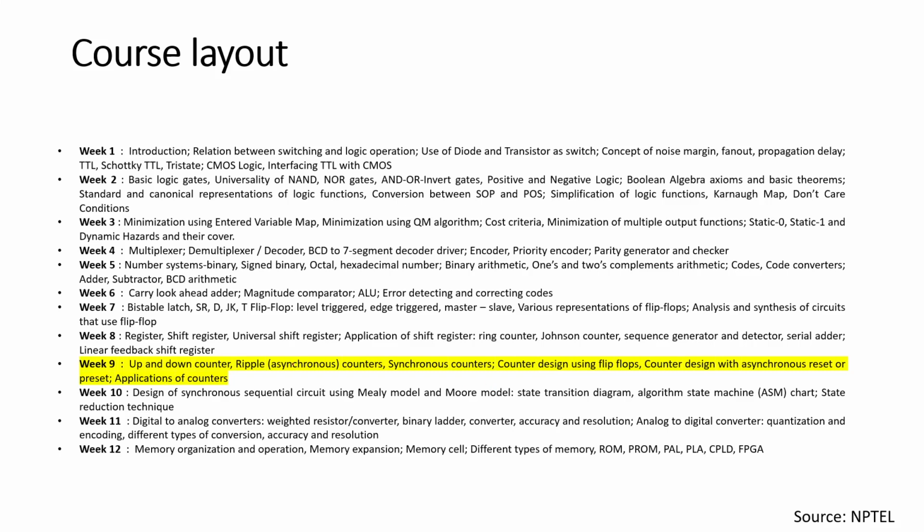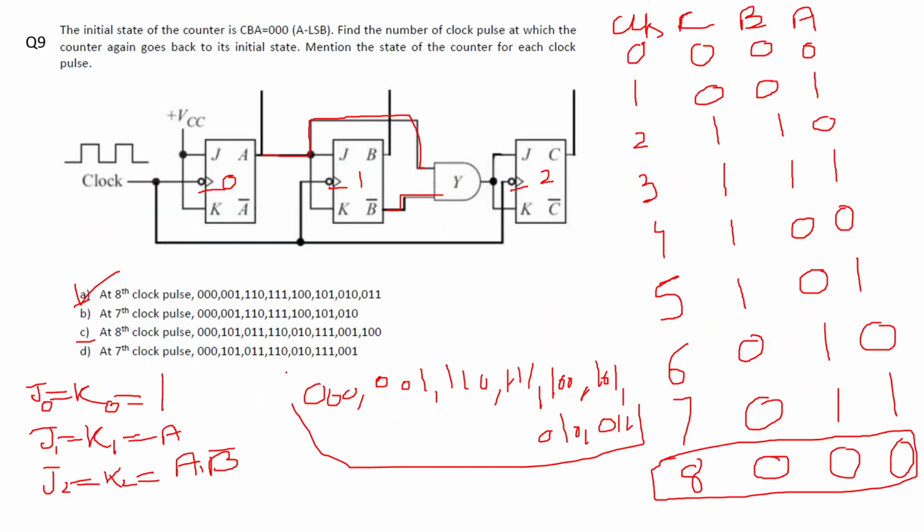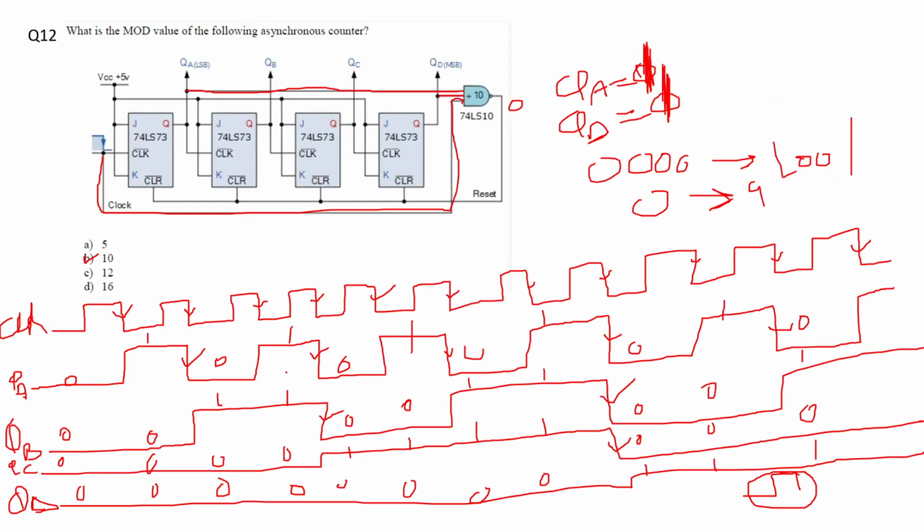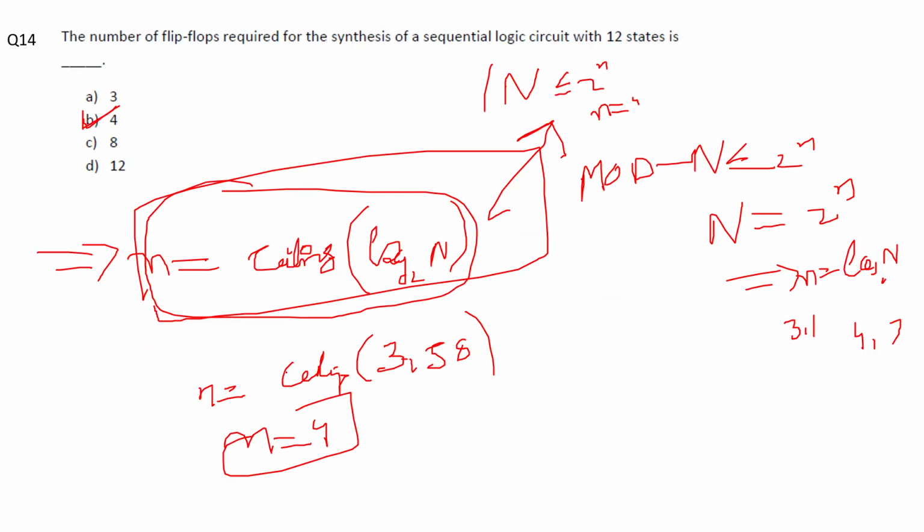So next week we will be discussing week 10. Now we are left with only 3 live sessions: 10, 11, and 12. In the 11th we are going to discuss DACs and ADCs, and in the 12th we are going to discuss memory organization. So 3 live lectures are left. I request you all to attend the live sessions. If not possible, do refer to the recordings. Whatever is feasible for you, do it.